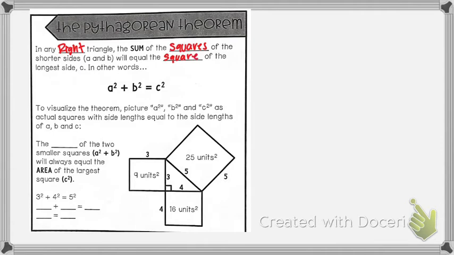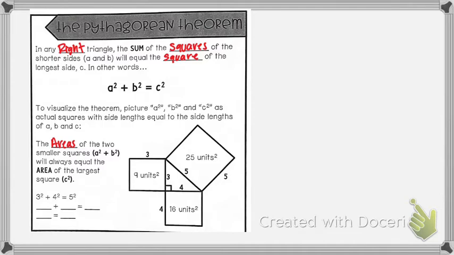In other words, we have A squared plus B squared equals C squared, where A and B are the legs and C is the hypotenuse. Okay, so to visualize the theorem, picture A squared, B squared, and C squared as actual squares with side lengths equal to the side lengths of A, B, and C. So here the areas of the two smaller squares, A squared plus B squared, will always equal the area of the largest square, which is C squared.